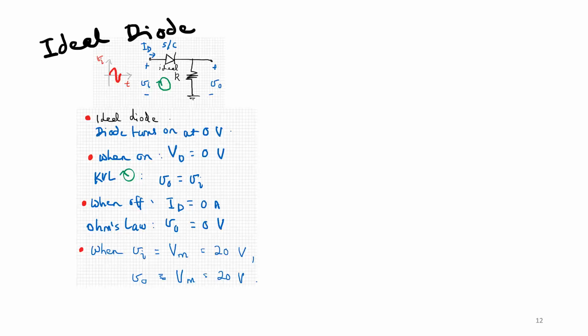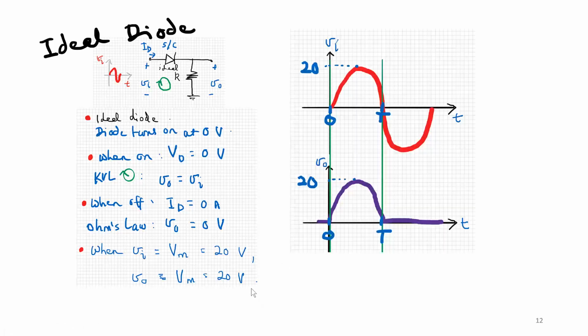For the ideal diode, when the diode turns on, V out equals V in, from KVL. When it turns off, ID equals 0, so Ohm's law says that V out equals 0 volts. At maximum values, when V in equals Vm, which is 20 volts, based on what we've found here, V out equals V in, so V out is also 20 volts. So this is what we get for V out versus time, aligned with V in versus time.